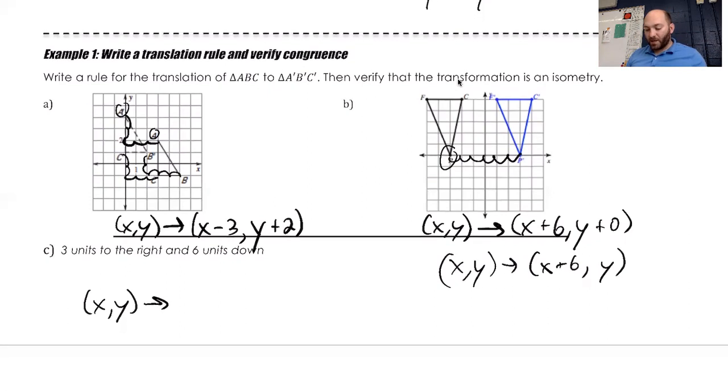And the last example here, 3 units to the right. So if it's to the right, that is a positive X direction. 6 units down is a negative Y direction.